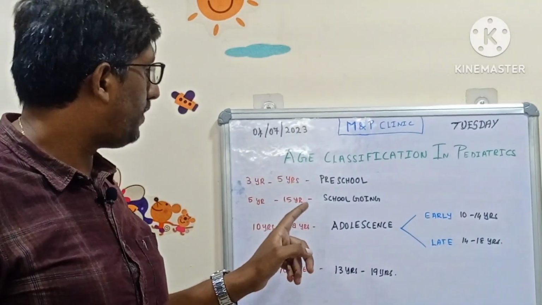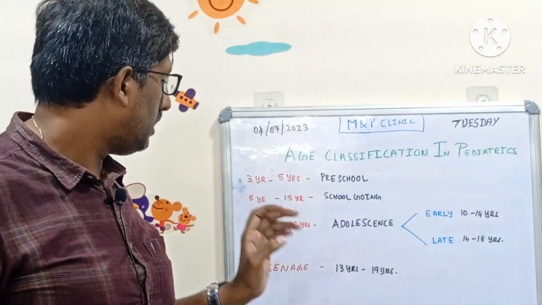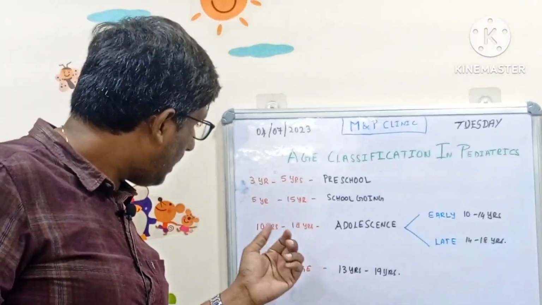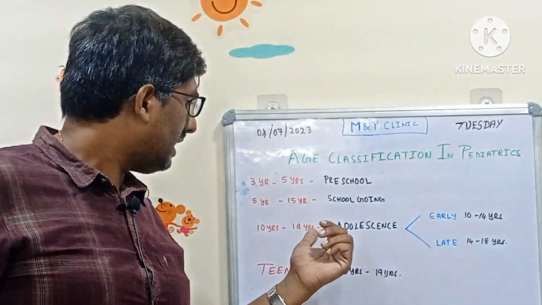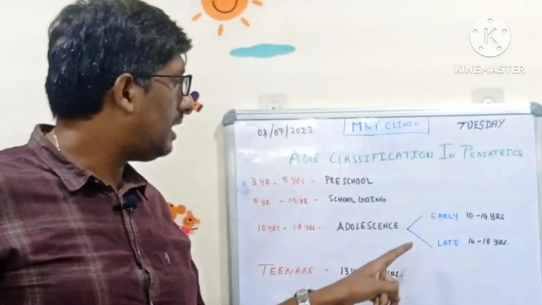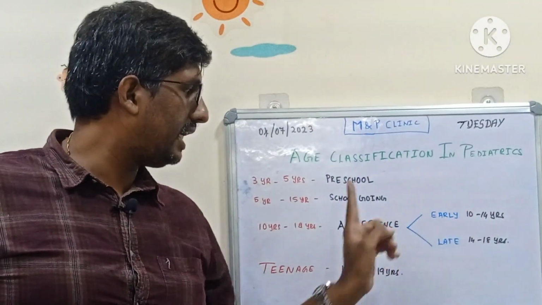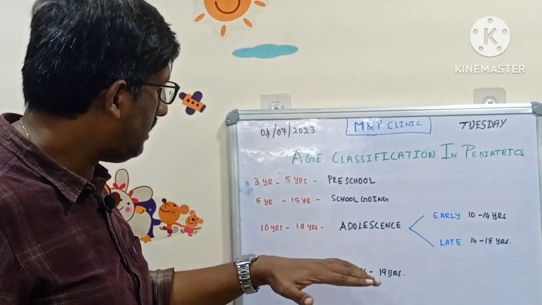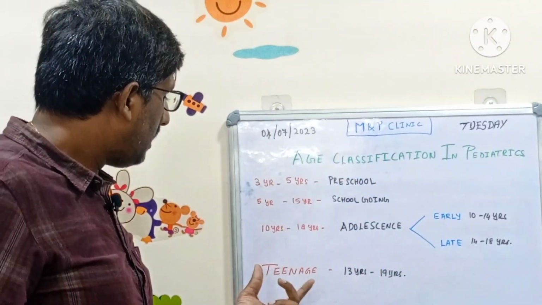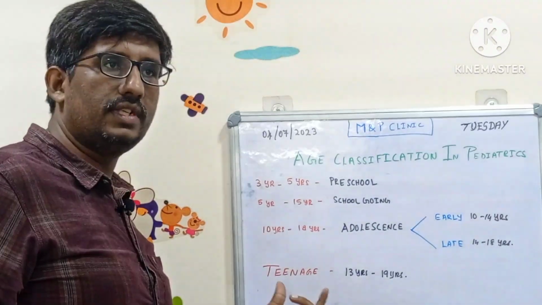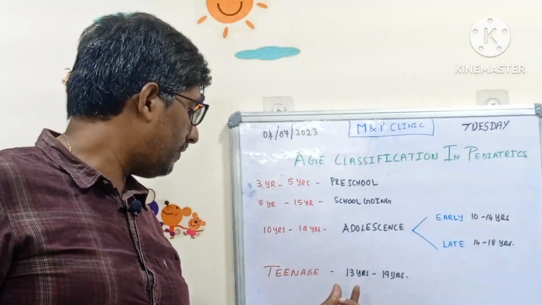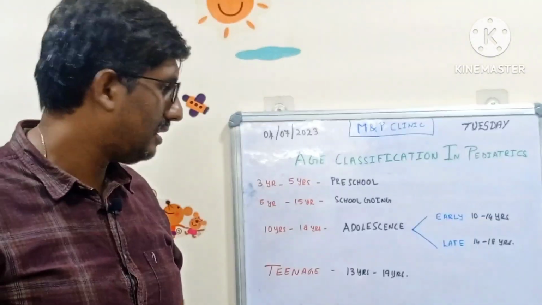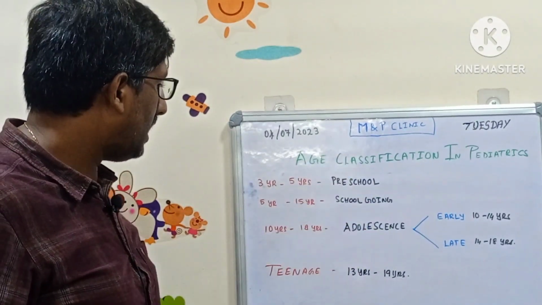From 5 years to 15 years, it is called school-going children. School-going is a generalized term used from 5 years to 15 years. From 10 years to 18 years, it is called adolescence. The early adolescence is classified as 10 to 14 years, whereas the late adolescence is classified as 14 to 18 years. This is the pediatric classification. There is a term called teenage, which is just based on an English word, from 13 years to 19 years because the numbers from 13 to 19 end in teen. That's it. We use this kind of classification.